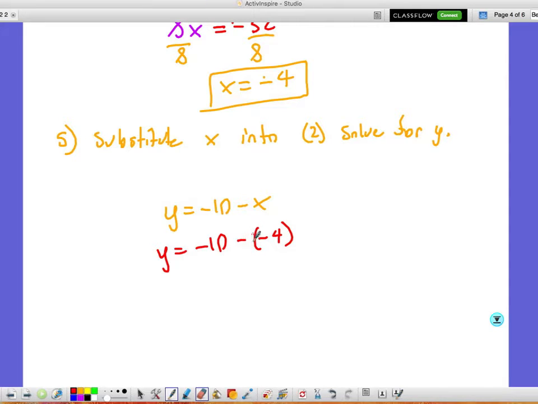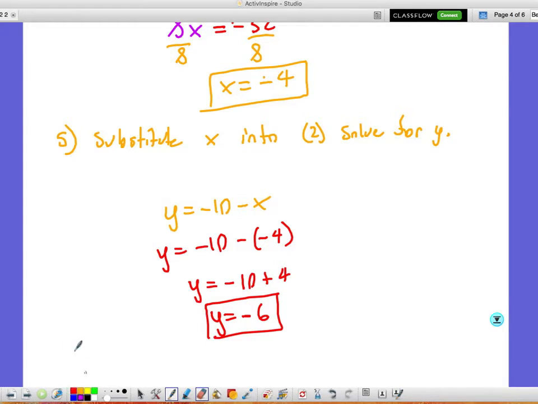And so when you have consecutive negatives, they become positive. So what we get here is y is equal to negative 10 plus 4. These two negatives basically become positive. And so when we simplify here, that gives me negative 6. Y is equal to negative 6.